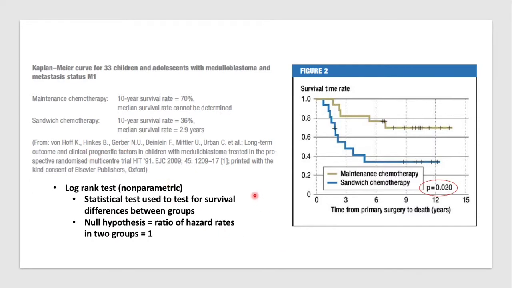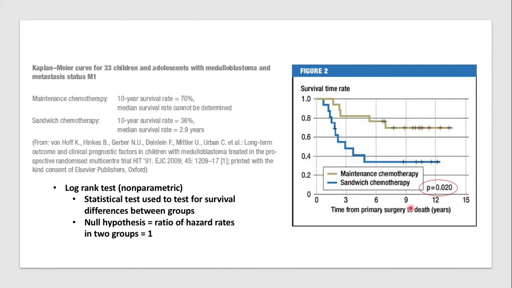Now, how do you compare differences between the groups on survival time rates? Well, this is where you use a log rank test. It's a non-parametric test, so it's distribution free, used to test for survival differences between the groups. The null hypothesis is that the ratio of the hazard rates in the two groups is equal to 1.